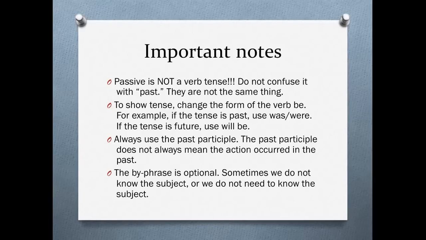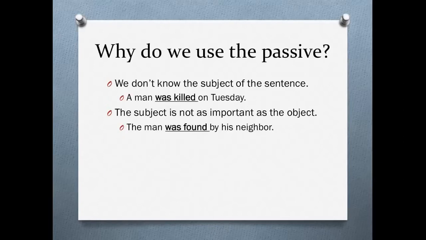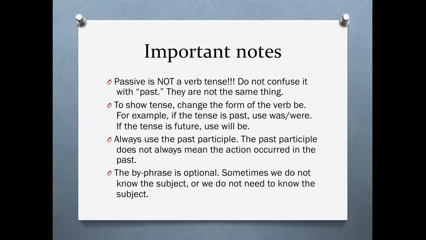And finally, the by phrase is optional. For instance, in this sentence, a man was killed on Tuesday. We don't know who killed him, so we can't say a man was killed by his wife, because we don't know if his wife killed him. A man was killed by his best friend. We don't know. Maybe it was his best friend, maybe not. So we can't use the by phrase there, so we don't.